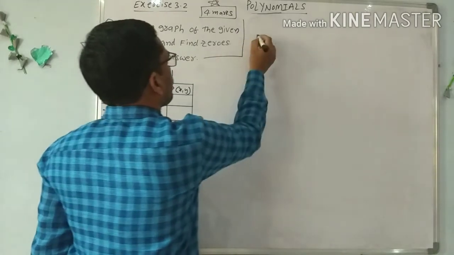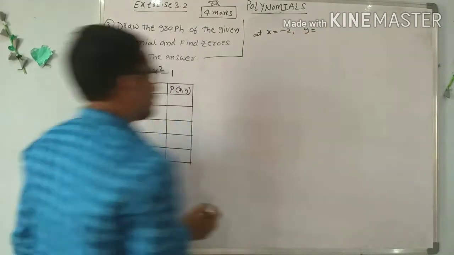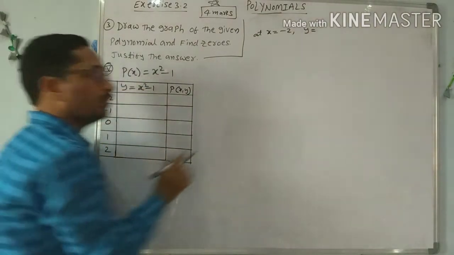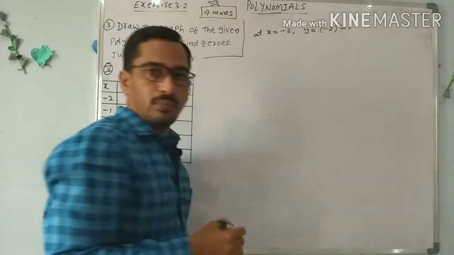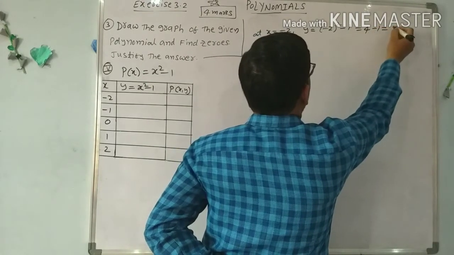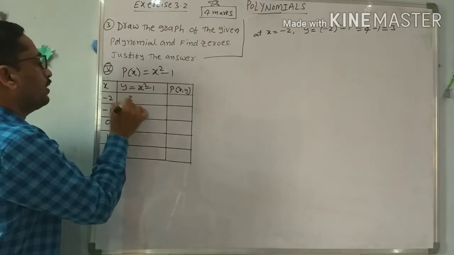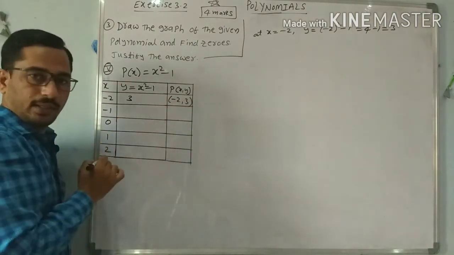First at x equal to minus 2, find out the y value by substituting x equal to minus 2 in the given polynomial x square minus 1. So minus 2 whole square minus 1. Minus 2 whole square value is 4. 4 minus 1 equal to 3. Means at x equal to minus 2, y value is 3. So our coordinate is minus 2 comma 3.